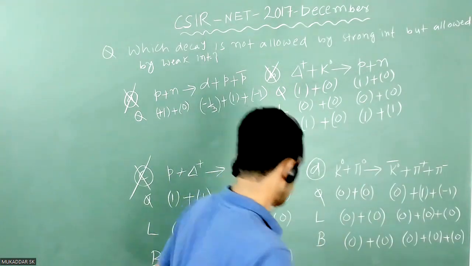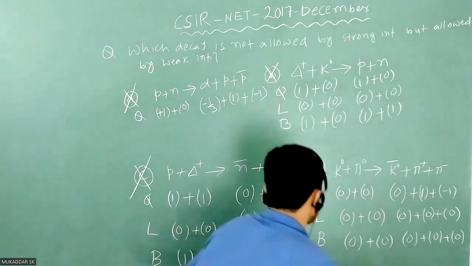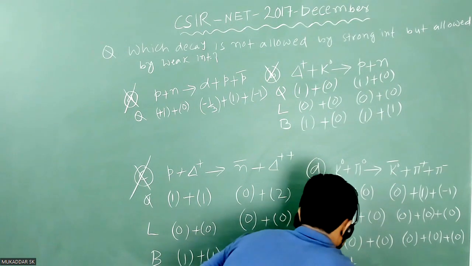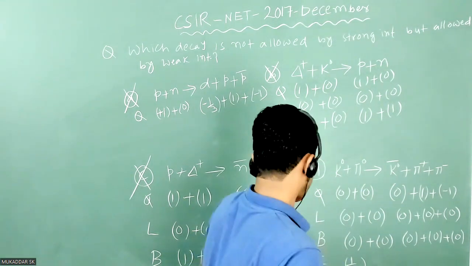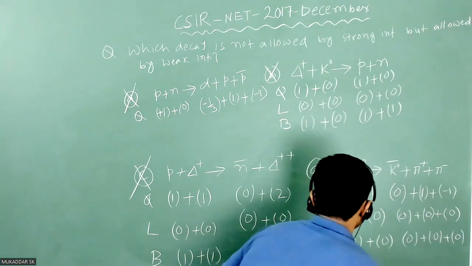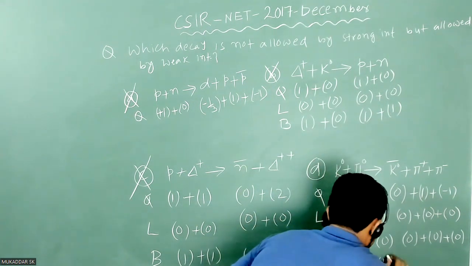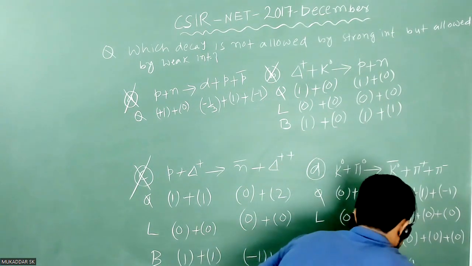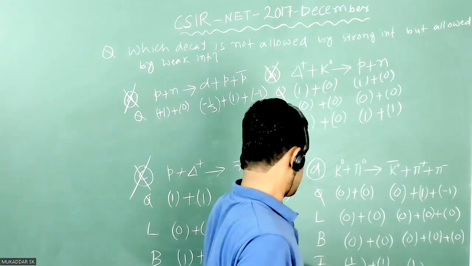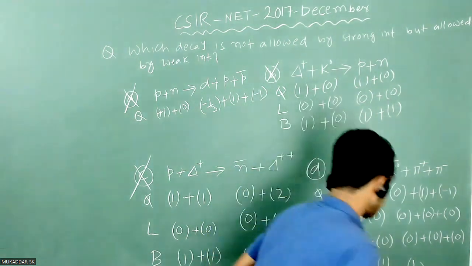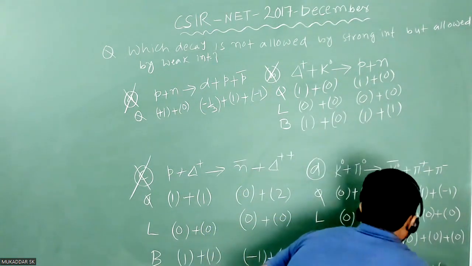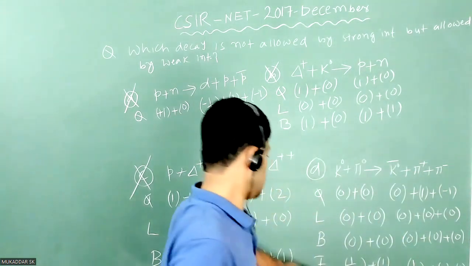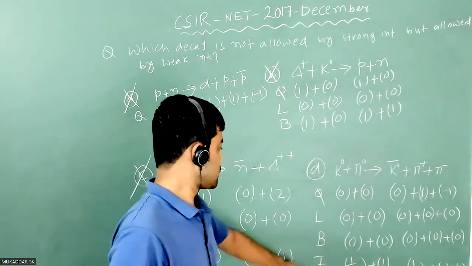Now we'll check isospin. For K0, the isospin is a half, and for pi 0, isospin is one. For K0 bar, isospin is again half, because for an antiparticle, the sign of isospin is not changed. Again for pi plus, that value is one. For pi minus, this value is one. So you see, isospin is not conserved in this decay.